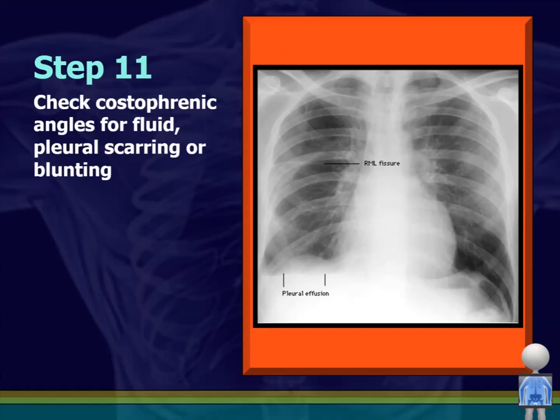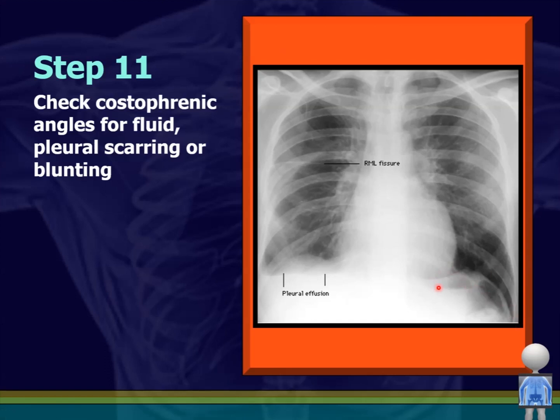Step 11, check your costophrenic angles for fluid, pleural scarring, blunting. You're just checking them. That's what I want you to know. Check your CP angles. So in this case, the person has a pleural effusion and they're blunted. What is your costophrenic angle? It's this angle right here.